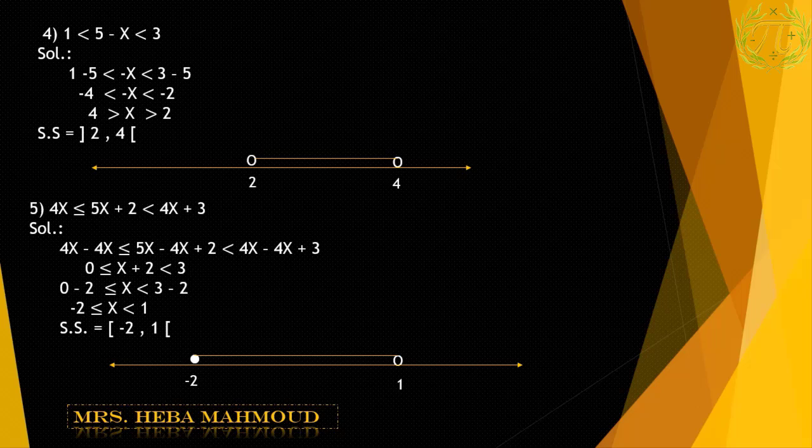So now we can solve this inequality by moving plus 2 to the other side of the inequality by -2. So it will be 0 - 2, which is -2, smaller than or equal to x, smaller than 3 - 2, which is 1. So the solution set will be -2 and 1: -2 closed and 1 open.